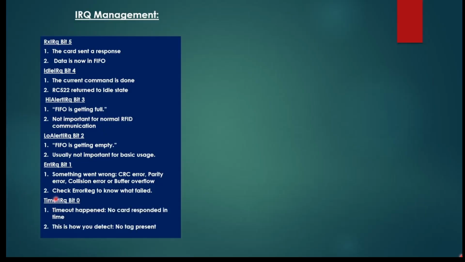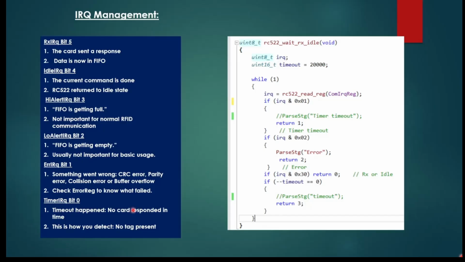And finally, we have the timer IRQ, and basically it tells us that there has been a timeout and the card did not respond in time to our request. So if we're in the do loop and we get that, that means it's a timeout. Nobody's answering. Nobody's home. This is how we detect that there is no tag present. So let's look at the code that gets this accomplished.